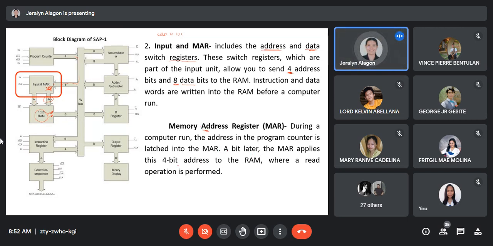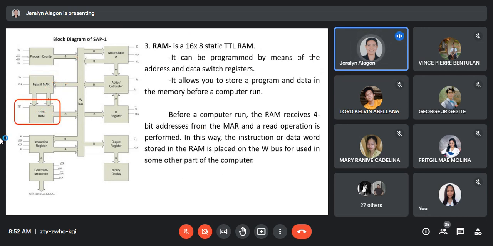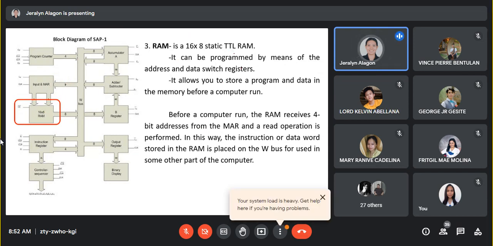A bit later, the MAR applies this 4-bit address to the RAM where a read operation is performed. So it becomes 4-bit so that it can be read, where a read operation is performed on the RAM. Basically, what it does is prepare the data or information that the program counter points to, passing it through input and MAR to point to or be stored in the RAM.